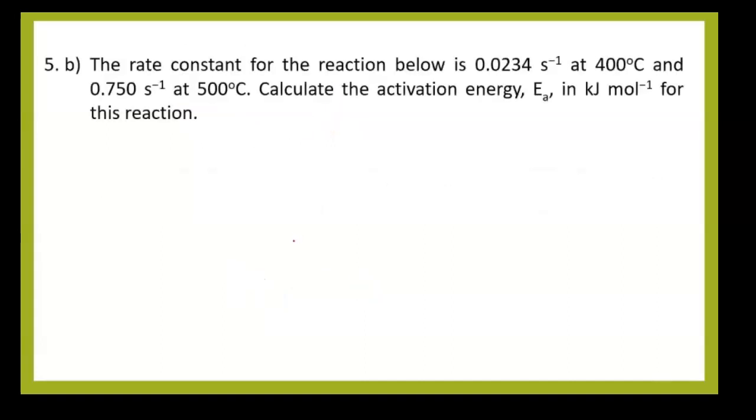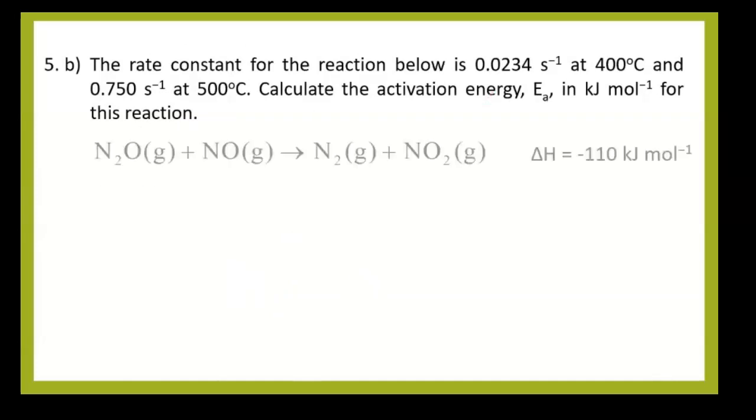Okay, so now we continue with question 5b. The rate constant for the forward direction is 0.0234 per second at 400 degrees Celsius. So they give you K at this temperature; this is K1 at T1. And then they give you 0.750 per second at 500 degrees Celsius. So this one is at T2, and this one is K2.